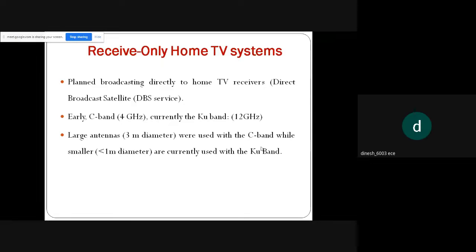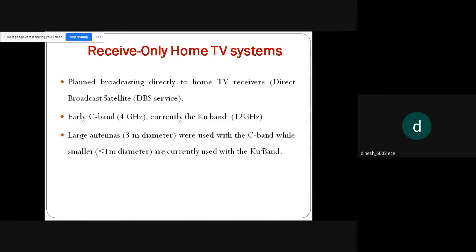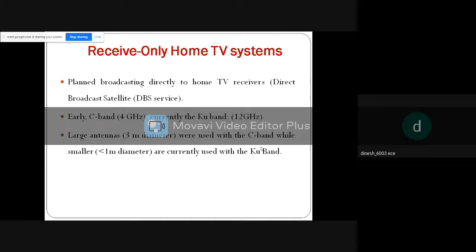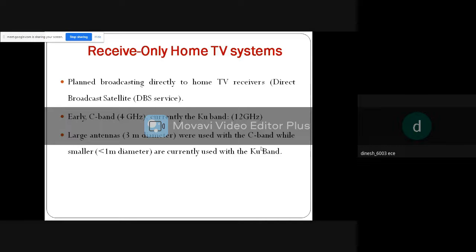So now let us see the receive only home TV systems. These receive only home TV systems are an example of direct broadcast satellite. What does this direct broadcast satellite service do? It only broadcasts. Means the studios will be present, and those studios will only broadcast to a particular home or to a particular channel, so those signals are obtained by the receivers only. Whatever we have at homes is only a receiver. We do not transmit on television sets. The examples are your DTH, which we call direct to home. Those are the best examples of direct broadcast satellite services.